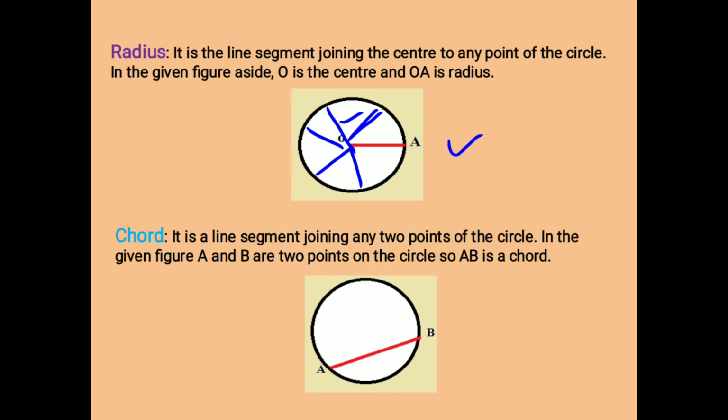The next term of a circle is chord. If any line segment touches the circle at two different points, then that line segment is called a chord. Here in the given figure, the line segment is AB. It touches the circle at 2 points, one at A and the next at B. So AB is called a chord since it touches the circle at 2 points.